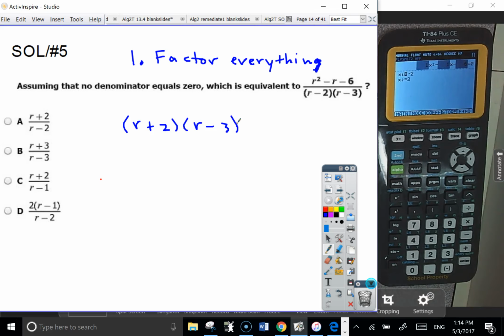So how do I turn the zeros into factors? You go x minus, or in this case, r minus the zero. r minus -2 is r plus 2. r minus 3. So if you need that, that is there to help you. Okay, and then I put that over r minus 2 times r minus 3.